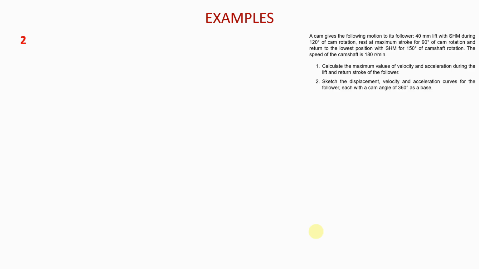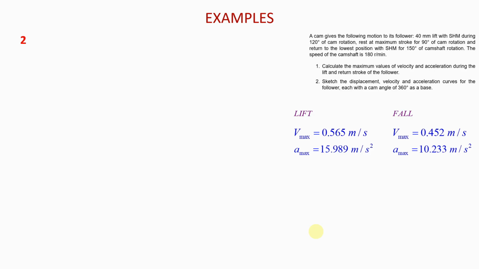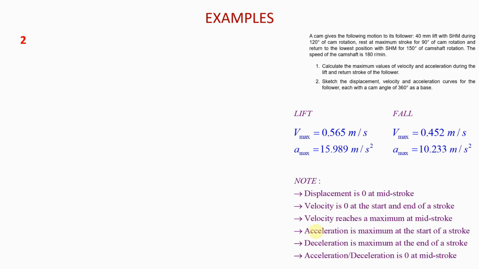First of all, we need to remember the maximum values that we calculated earlier. We have the maximum velocity for lift and the maximum velocity for fall, the maximum acceleration for lift, and the maximum acceleration during fall. Besides that, I will remind you of a few things that I stated quickly earlier, and this will help you draw these curves. The first note is that we will take the displacement to be 0 at the middle of the stroke. This is where we take the displacement of our follower to be 0.